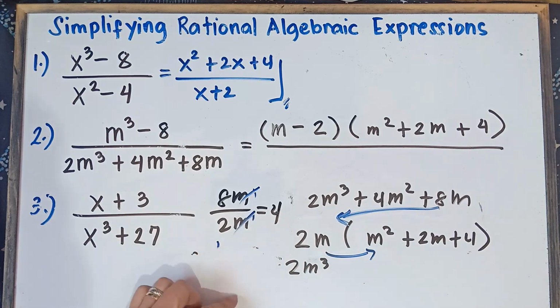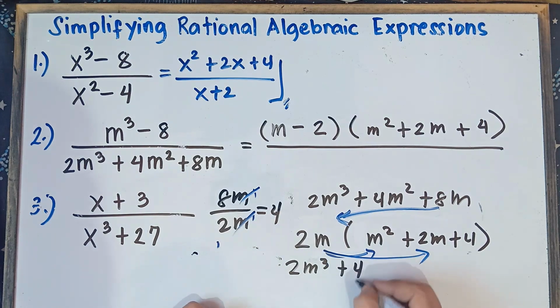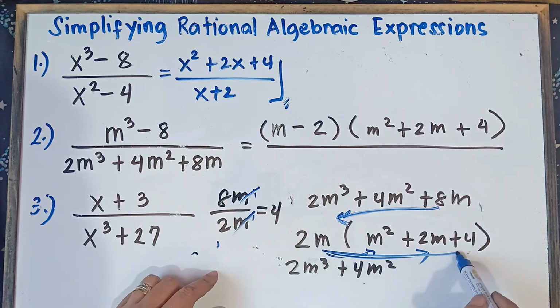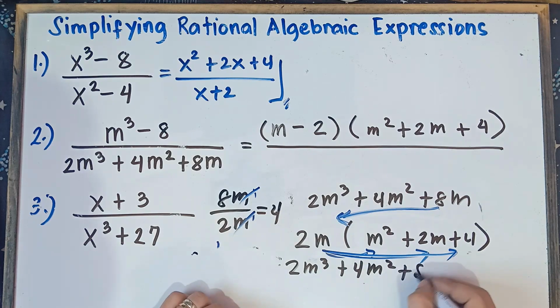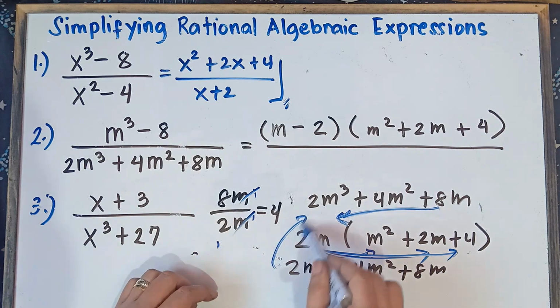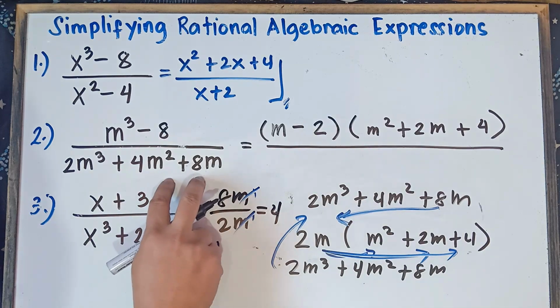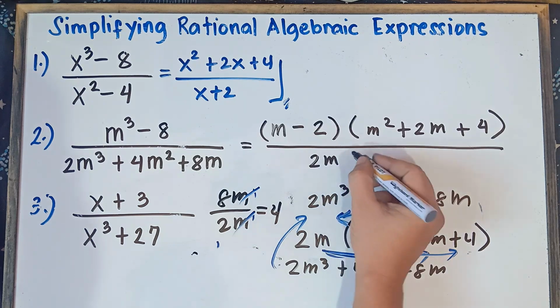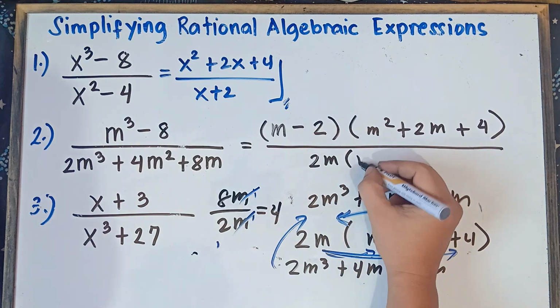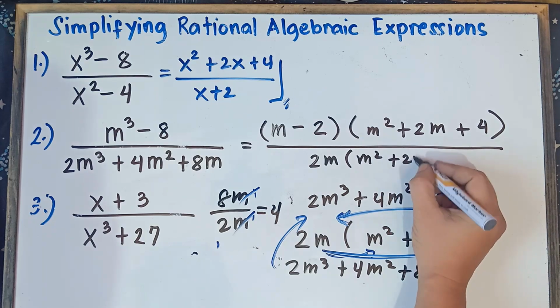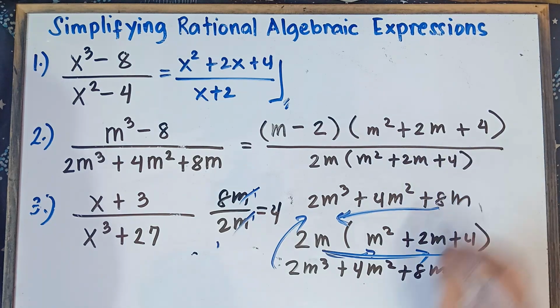Alright, and then this one, 2m times 2m. 2 times 2 is 4. And then m times m, that would be m squared. Alright, and then last one, 2m times positive 4, that would be positive 8m. Yep, you will have the same answer. So therefore, you factor it out correctly. So this will be the factor for our denominator, 2m, open parenthesis, m squared plus 2m plus 4.